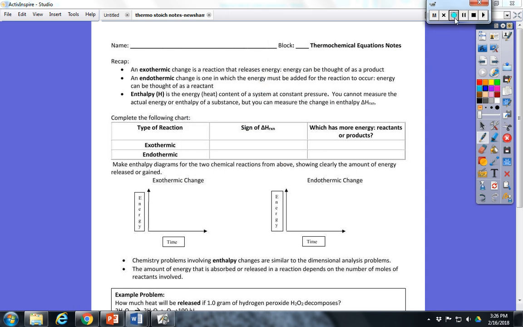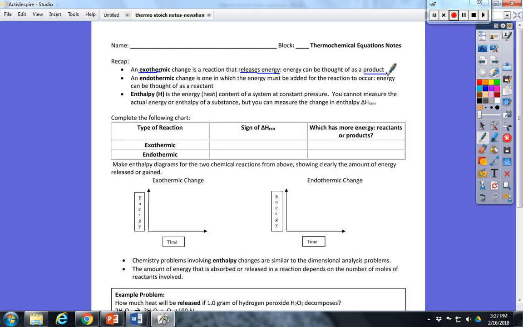So kids, today we're going to go over thermochemical equations. Before we can go over thermochemical equations, I want to review endo and exothermic with you. So remember that exothermic, like the word exit, means that the energy is being released. So we're going to actually write the value of that energy as a product.